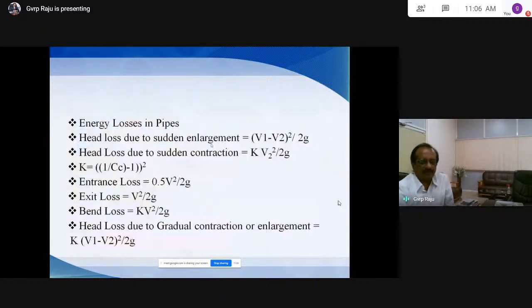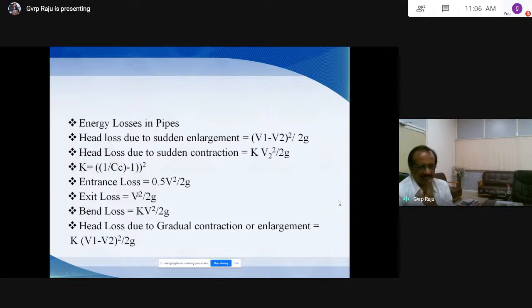So entry loss is 0.5 V square by 2g. What is this V here? The velocity of the water which is entering the pipe. You might have confusion about what V should be here, V1, V2, etc. So take the velocity of the water which is entering the pipe as V. Again, for exit loss, take the velocity of the water which is entering into the other tank, that is exit. So find out the velocity of water at exit, that is V here.